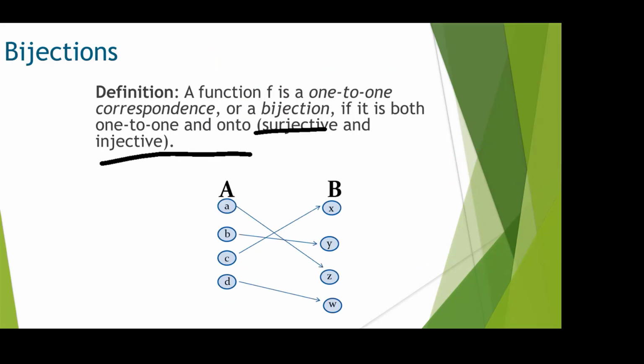Now, the third definition is a combination of both of these. A function which is surjective and injective, or when the function is both one-to-one and onto, then we call it a bijection. Now a typical bijection will look like this.